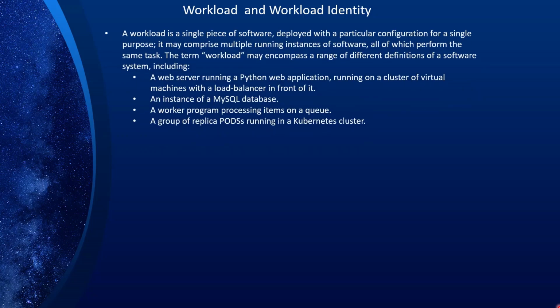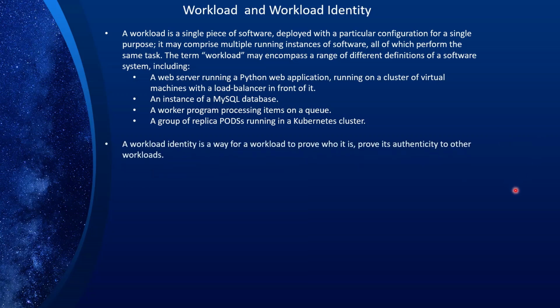A workload is a single piece of software deployed with a particular configuration for a single purpose. It may comprise multiple running instances of software, all of which perform the same task. And these are some of the examples of workloads. For instance, a web server running a Python web application, or an instance of a MySQL database, or a worker program processing items on a queue, or a group of replica pods running in a Kubernetes cluster.